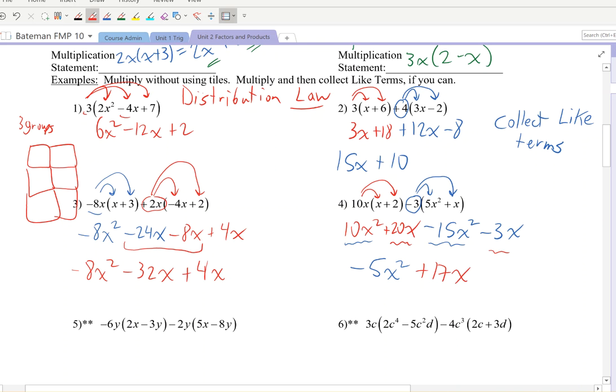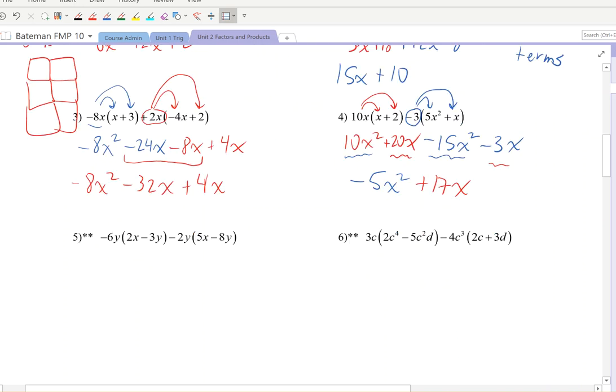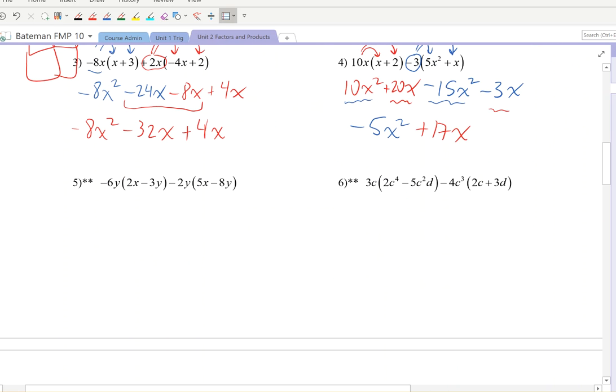Now some higher end ones. Okay, 5 and 6 are challenge questions. So that's an extension. So now you have to multiply. When you multiply two different letters, all you can do is write them side by side to show that the multiplication still has to occur. Then you can multiply the same letters, watch your signs here, plus 18y squared.